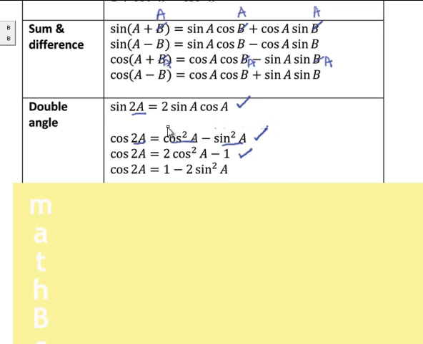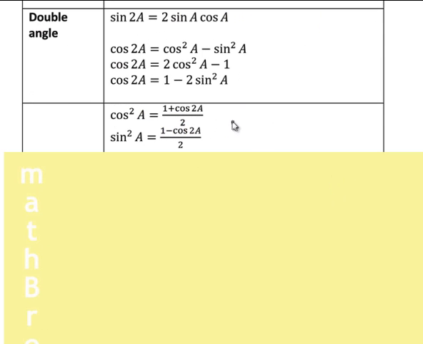Okay, now if we take cos squared and replace it with 1 minus sine squared, we have 1 minus sine squared minus sine squared. That's 1 minus 2 sine squared. So that's how we get that formula.